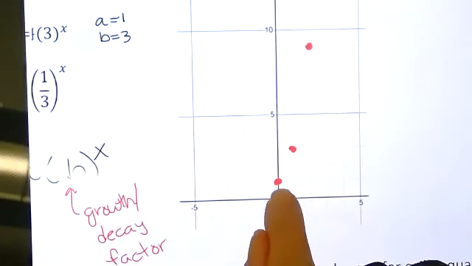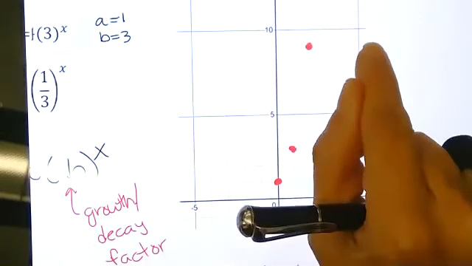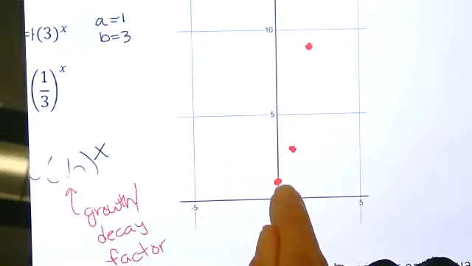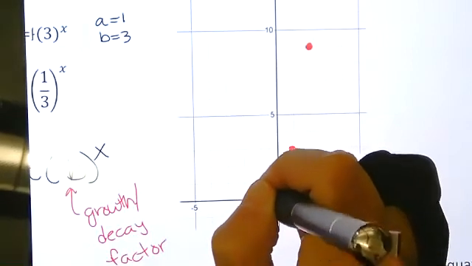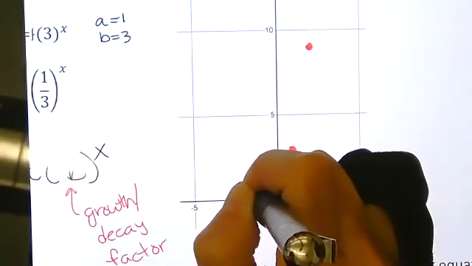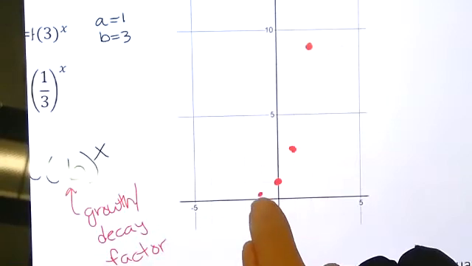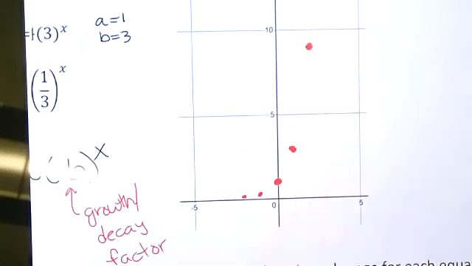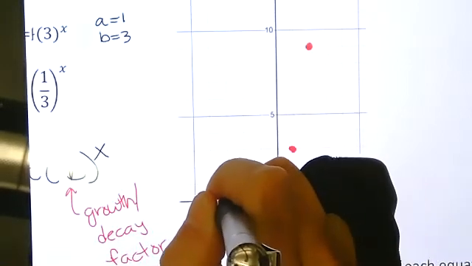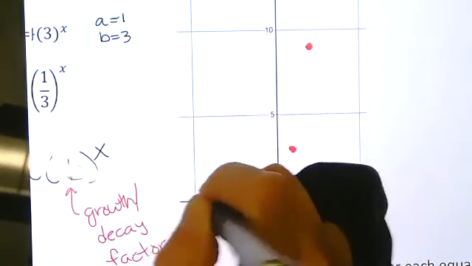I can also move backwards. If this is 1, instead of multiplying by 3, I can divide by 3 or multiply by 1/3. So if I take 1 and divide that by 3, I get 1/3. So this y value is going to be at about 1/3. And then I divide by 3 again. I'm going to be at 1/9, which is very close to the x-axis. And then divide by 3 again, 1/27, which is even closer to the x-axis.